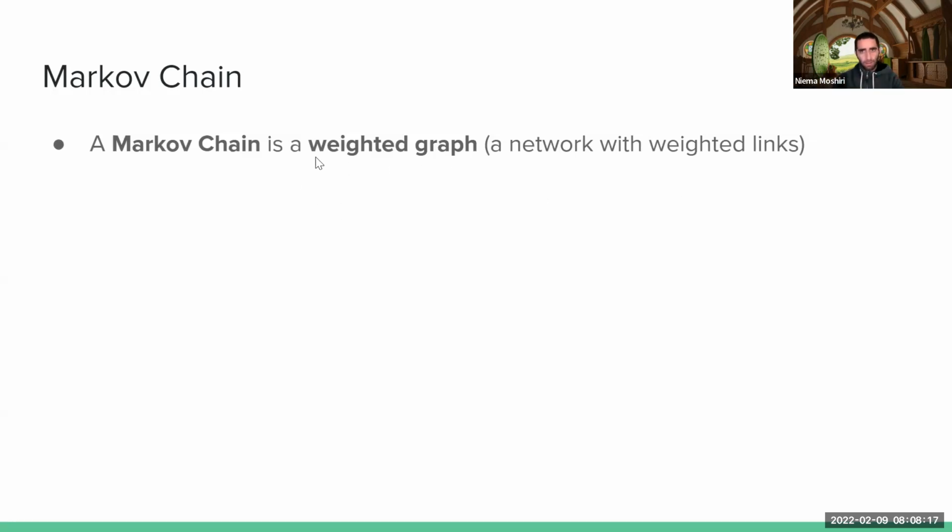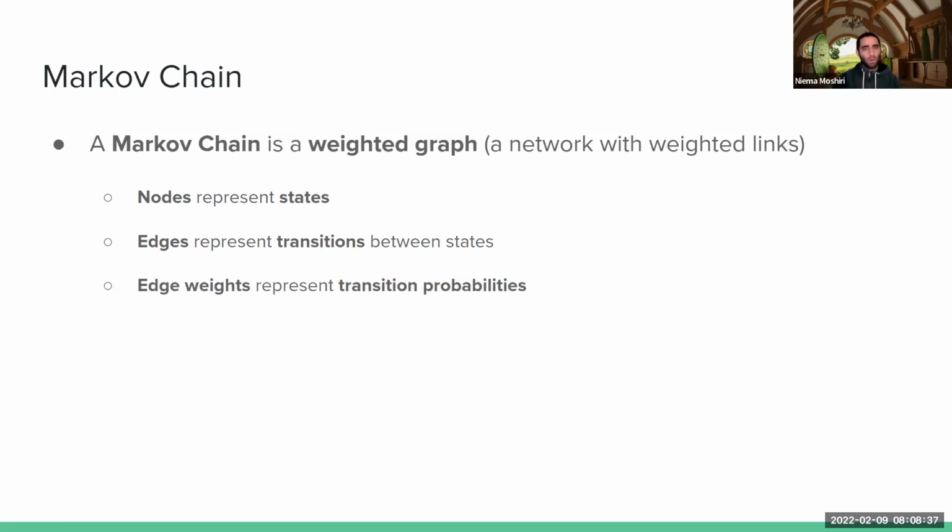They have some numeric value associated with them. Specifically, the nodes in this network represent states, states that I could exist in. The edges represent transitions between states, so going from one state to another. And the edge weights represent transition probabilities. So the numeric value on a given link represents the probability of going from one state to the other.